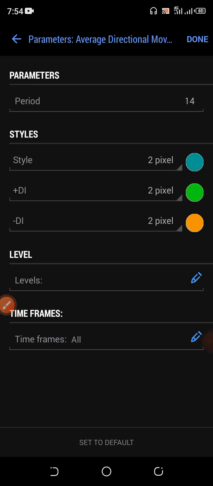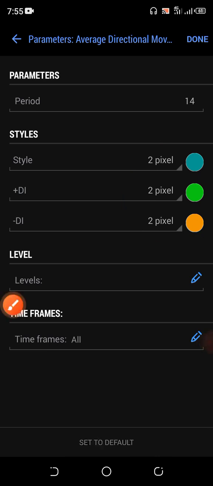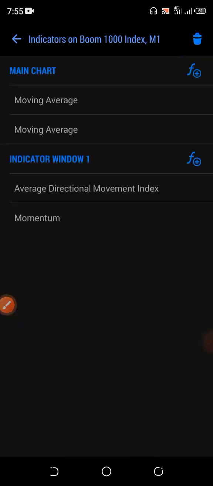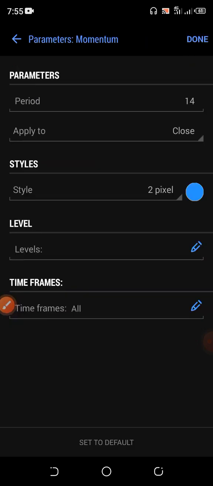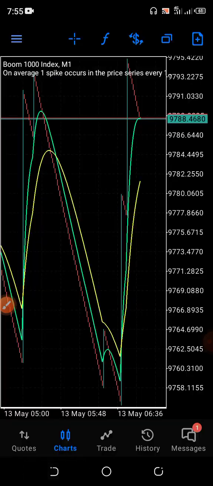Then all these things here, all these colors here, you can change it to any of your choice, because what I'm using is black background. So as I'm using black background, I need to choose something that is identifiable. Then this one is momentum. This is one of the key mysteries that we'll be using on this very video.